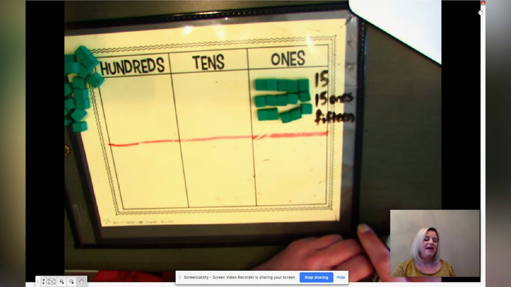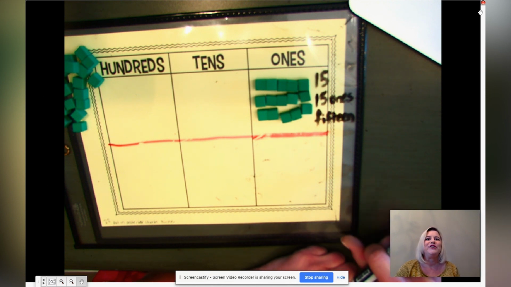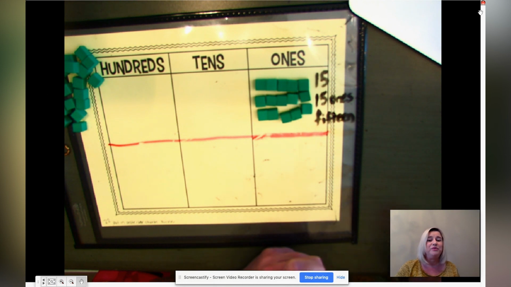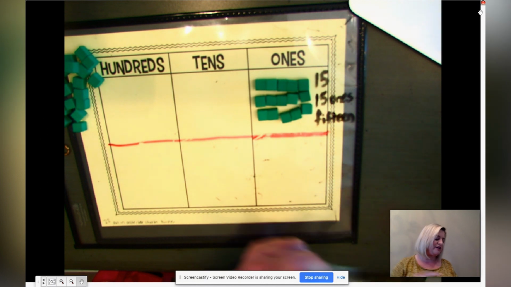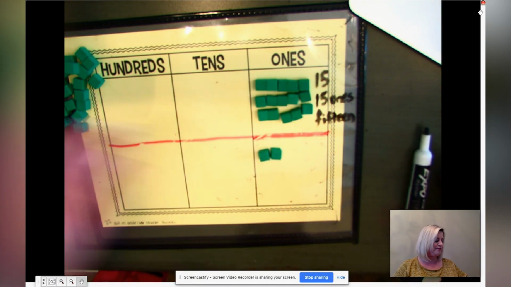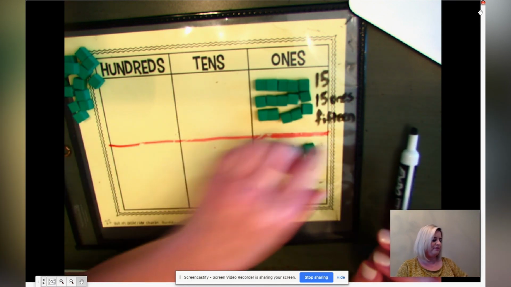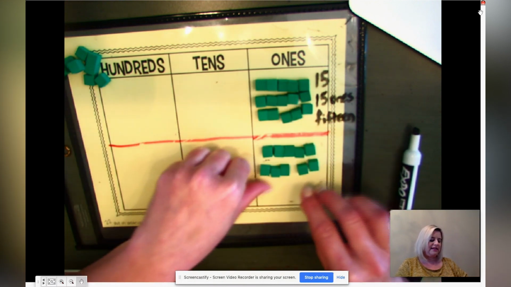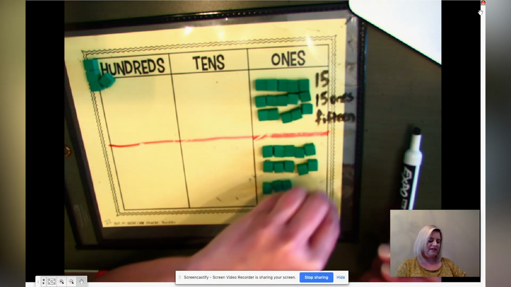Excellent. Now, let's do it again, and this time let's learn and demonstrate our special way of bundling 10 and move it over. And this is going to help you to be able to count coins later. Okay, let's do it. So now we need 15 down here. 1, 2, 3, 4, 5, 6, 7, 8, 9, 10, 11, 12, 13, 14, 15.